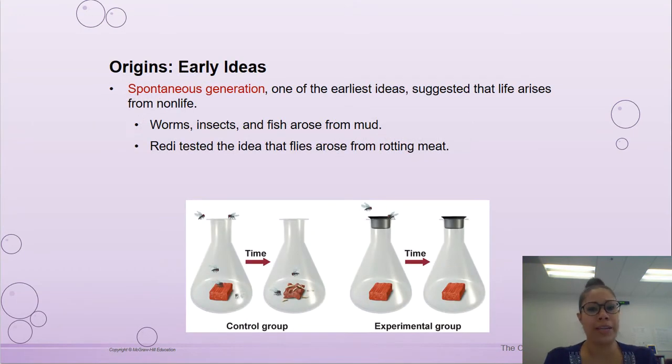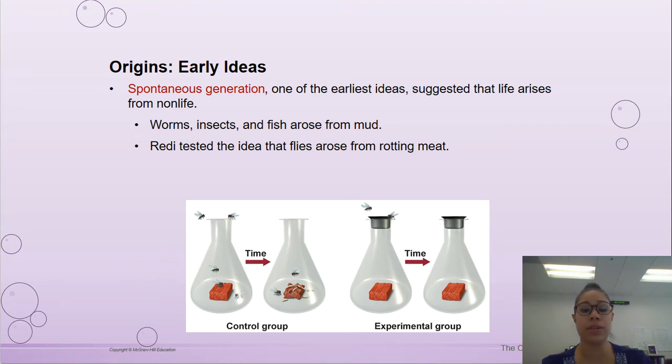First, let's talk about the early ideas of where life came from. For quite some time, people thought that life arose from non-life, so spontaneously, life would come into existence. This was because you would leave a piece of meat out, and then you would get maggots on the meat as it decomposed. They weren't seeing the flies coming and laying eggs on it and then the maggots coming from that.